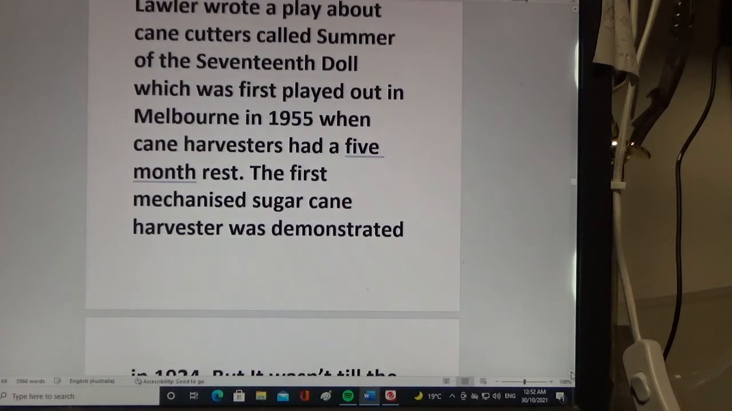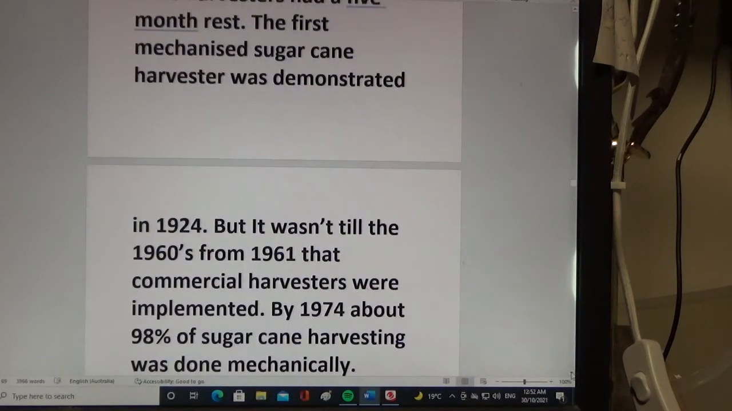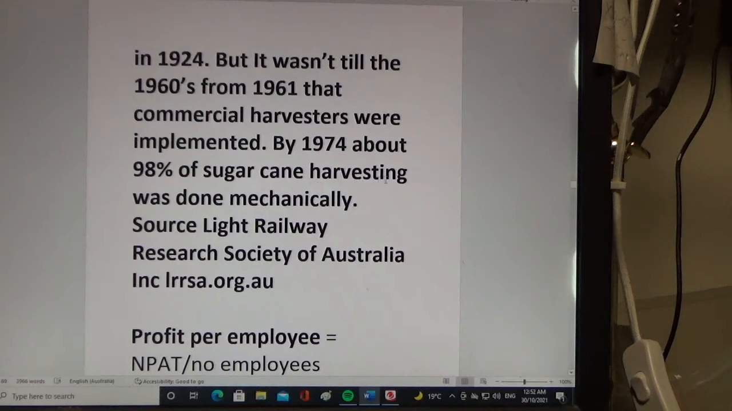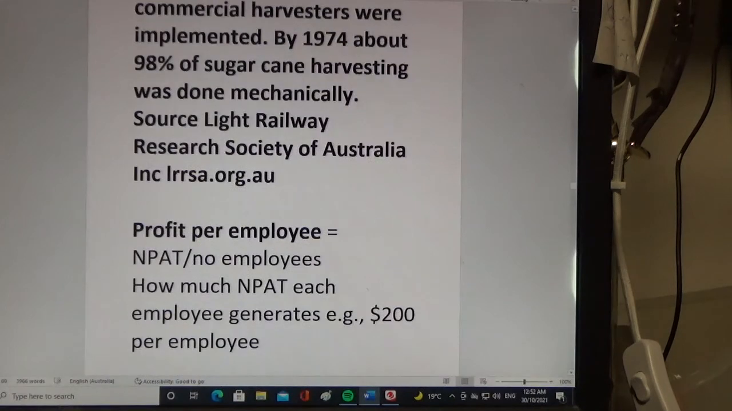The first mechanised sugarcane harvester was demonstrated in Australia in 1924, but it wasn't really commercialised in Australia until the 60s. By 1974, about 98% of sugarcane was harvested mechanically. So even in 1974, 2% of the industry harvesting was still done by cane cutters, big blokes with machetes. I find that amazing. My source is the Railway Research Society of Australia, Inc., and that's the website there.